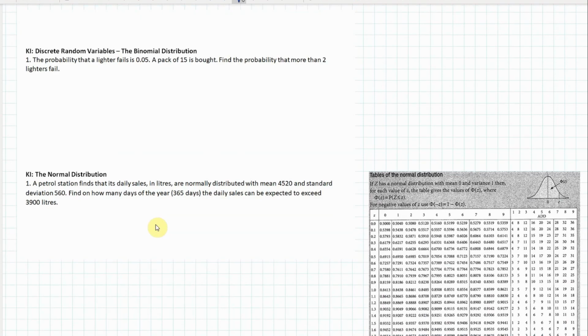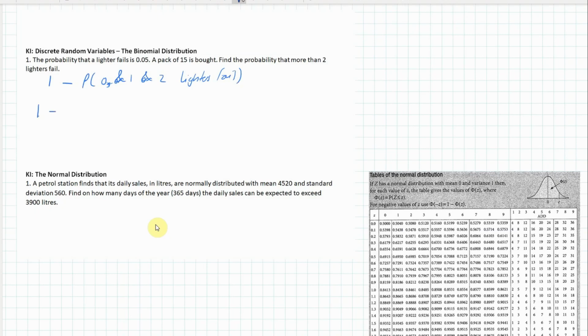Okay, so what we're going to do is we're going to go 1, take away the probability that 0, or 1 or 2, or maybe I should say and. We actually want all of them lighters fail. So that's what we're going to do. Now here's what we do.